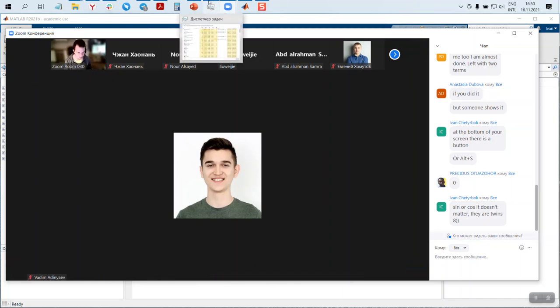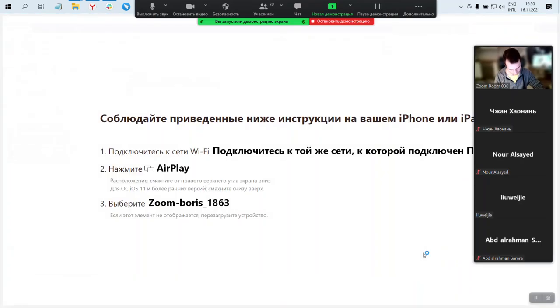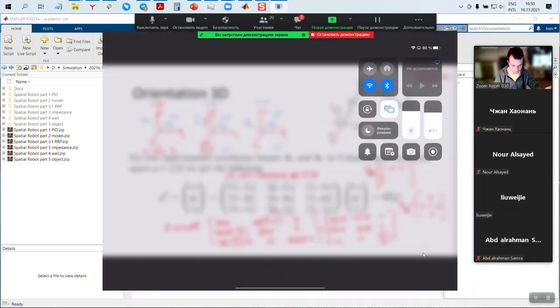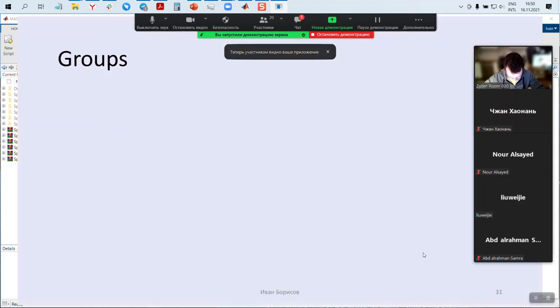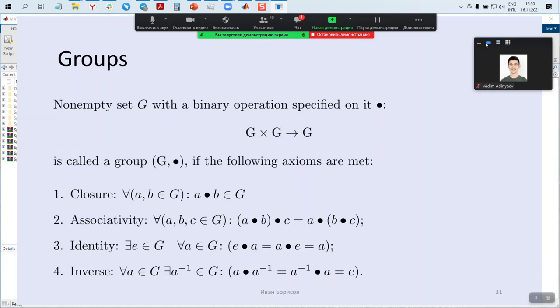Let us proceed with the material. So we had a little practice. Actually, those rotation matrices are also a group. A group is a mathematical concept, and we call something a group when it has a set of elements with an operation, and it satisfies several axioms.